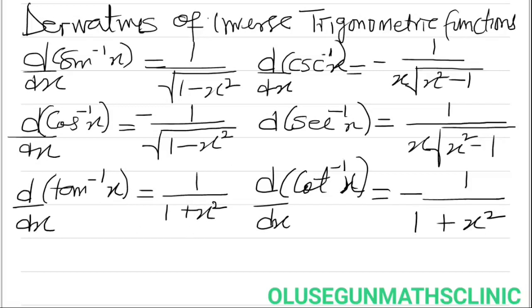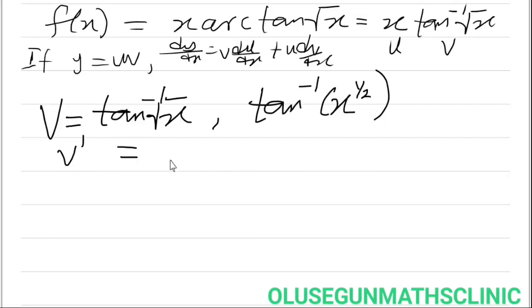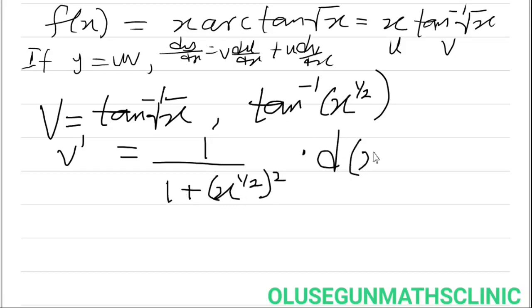So we said 1 over 1 plus x squared, something like this, dot the derivative of x raised to power half, because it's a quotient rule. This is just what I want to put in place, and I want you to know much. So our x is x raised to power half already.